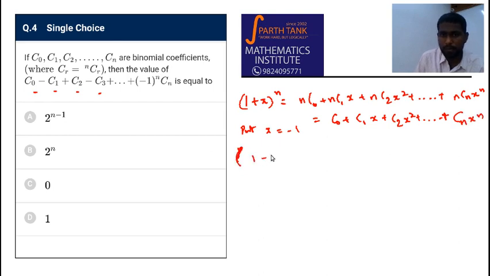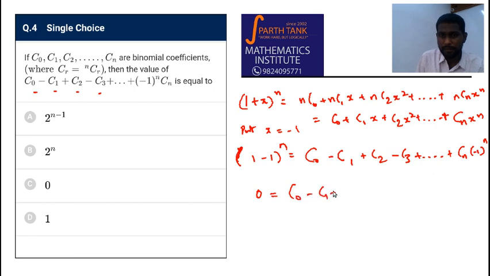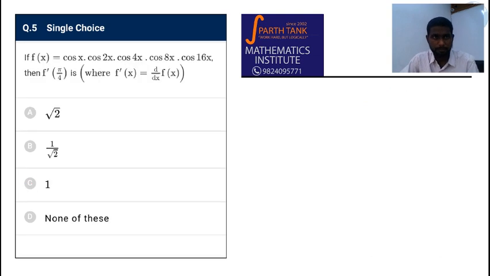What happens? (1 minus 1) the whole power n is C0 minus C1 plus C2, no, because it's even power, then minus C3 plus and so on up to Cn into minus 1 power n. The left hand side is 0. So the required sum is 0. So this whole thing is equal to 0. Option C. Very simple question.